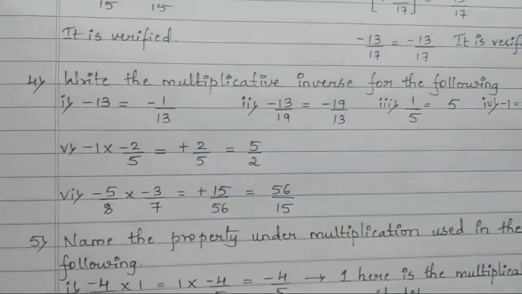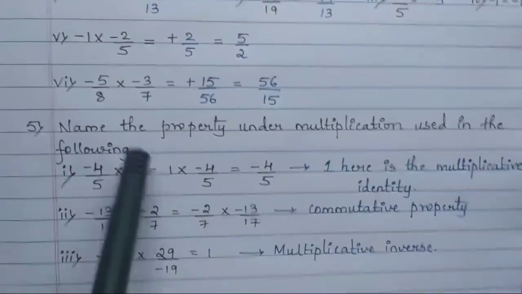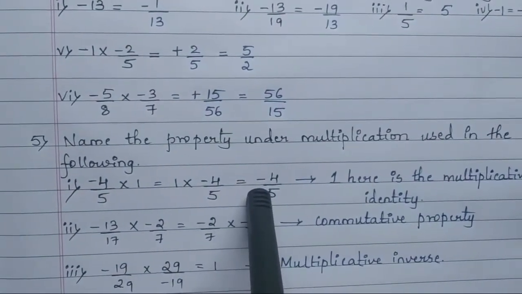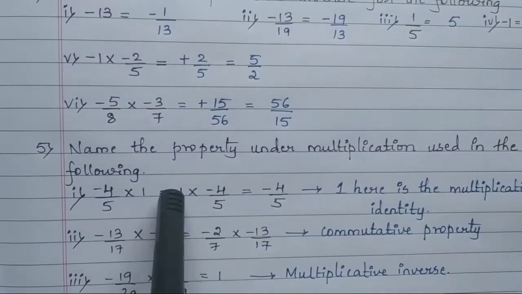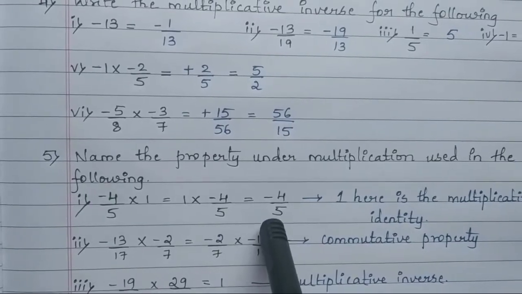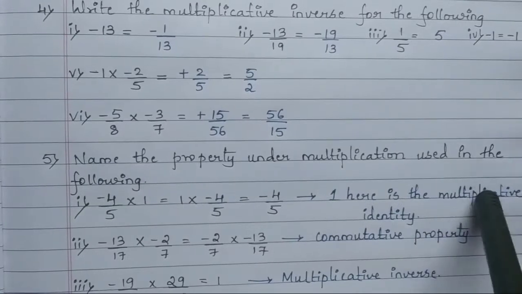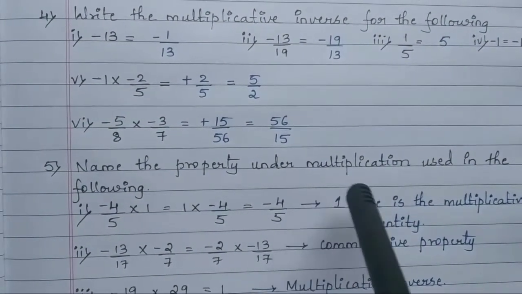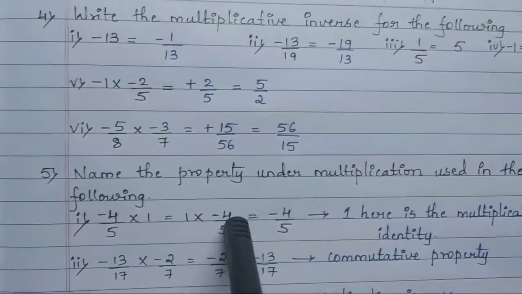So the fifth one: name the property under multiplication used in the following. Here some property is used, and we just have to tell which property this is. Minus 4 by 5 into 1 is equal to 1 into minus 4 by 5 is equal to minus 4 by 5. As you can see, 1 is common here. So 1 is nothing but the multiplicative identity here. So this property is that 1 is the multiplicative identity.